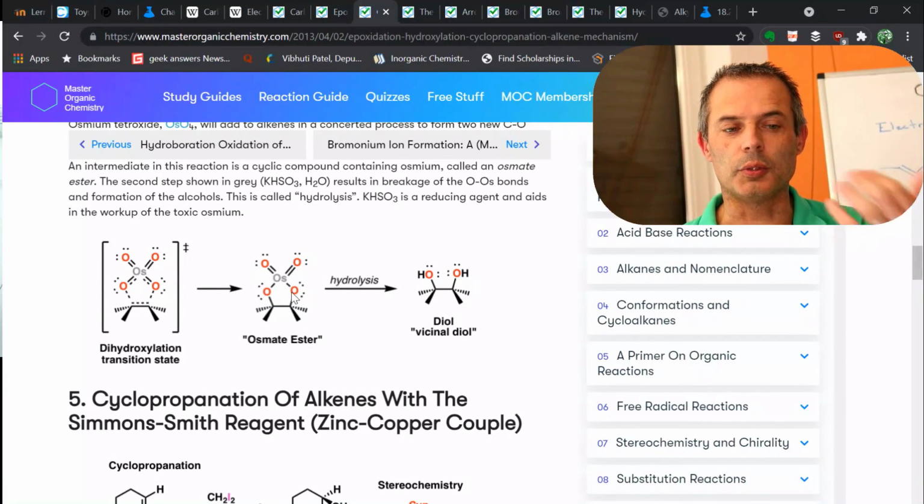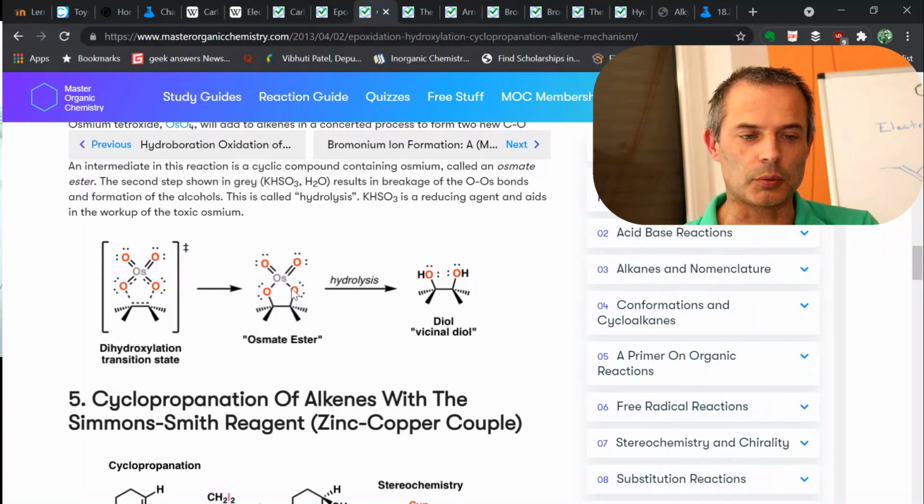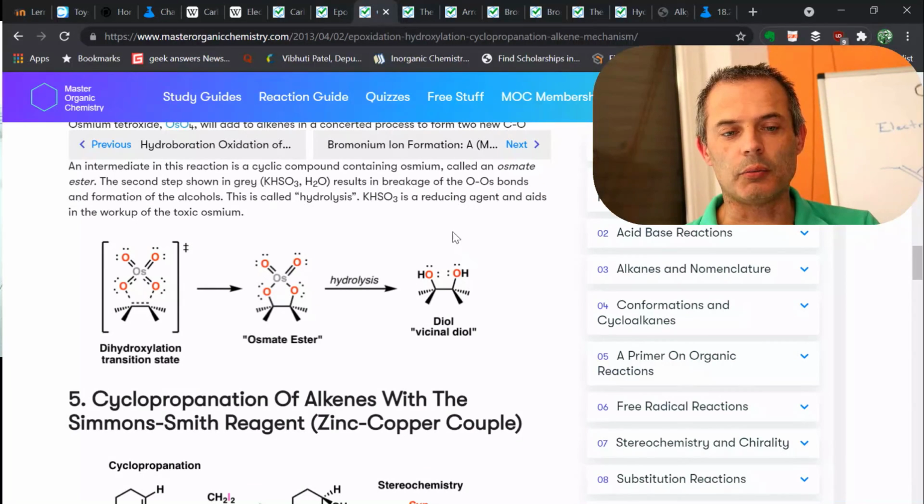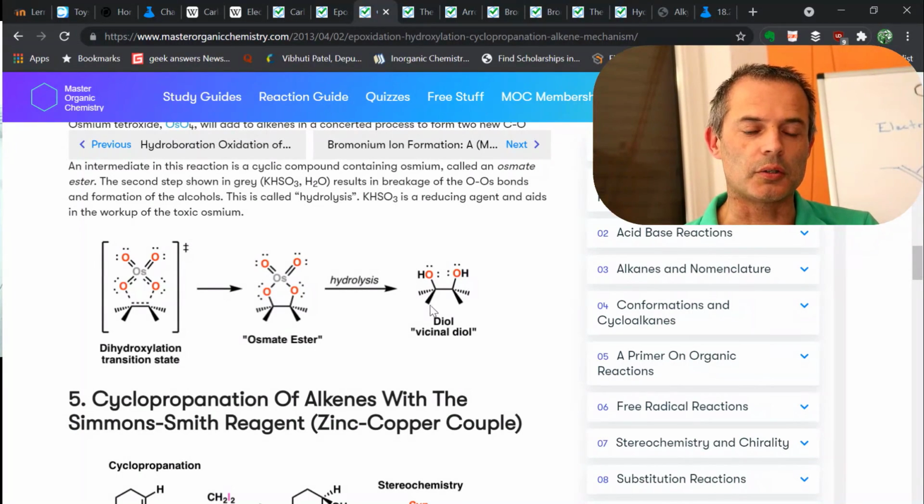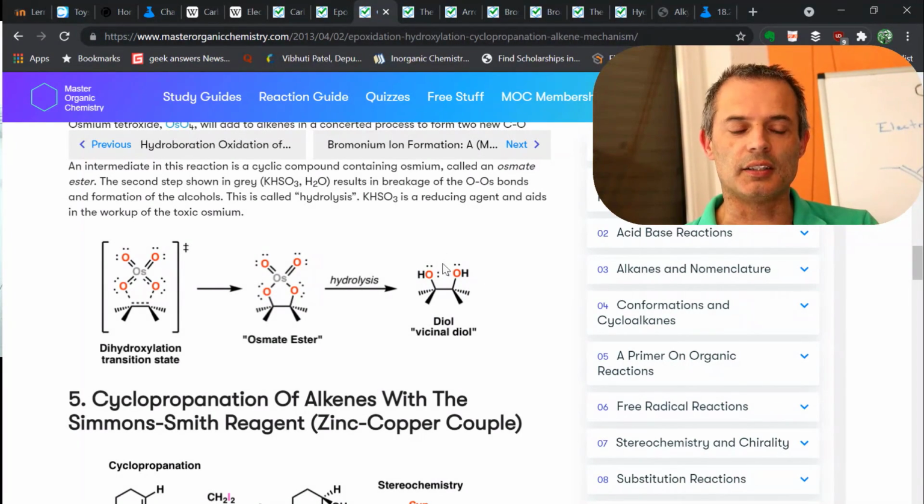Then to get our osmium off, we'd have to hydrolyze it with water, so we need water to add across this bond here and this bond here, and then we end up with what they call a vicinal diol, so the hydroxyls are on the same side and it's a diol.